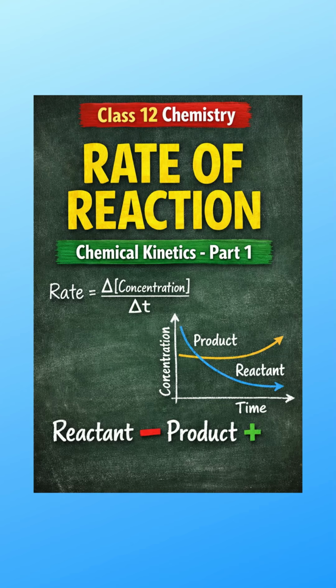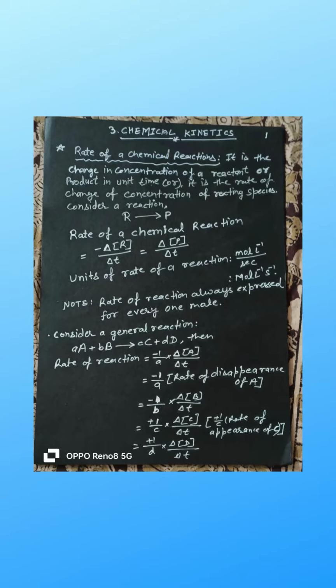Topic: Rate of a chemical reaction. Students, today we will understand the first and most important concept of chemical kinetics, rate of a chemical reaction. The simple meaning of rate is how fast a reaction is taking place. In scientific language, rate of reaction is the change in concentration of a reactant or a product per unit time.